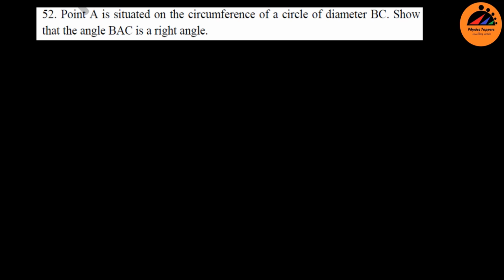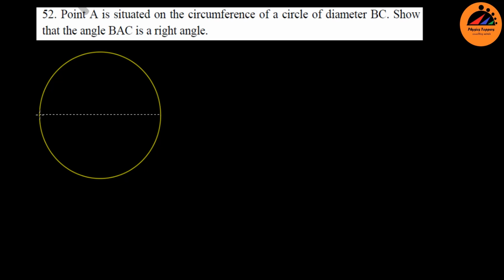So first let's draw it. And let's draw the diameter. Okay, now suppose this is the center of the circle, this red dot, and suppose this is B and this is C, and let's mark any arbitrary point. Suppose this point is A. Now join AB. Now join AC.